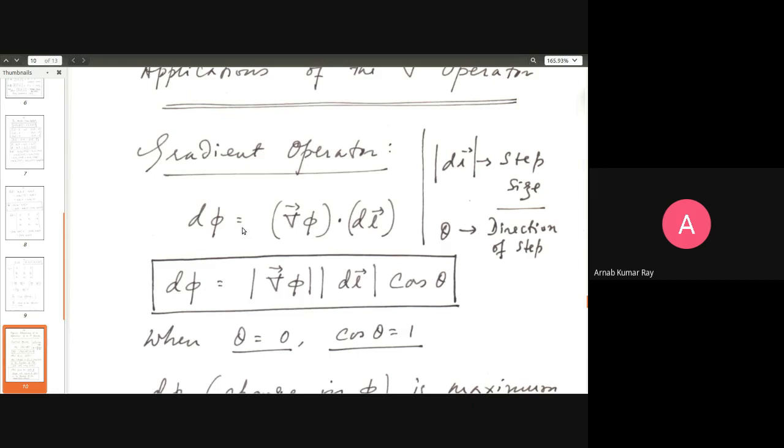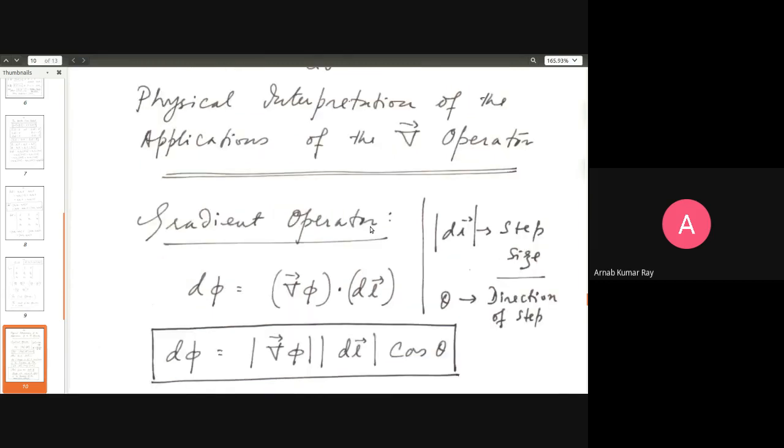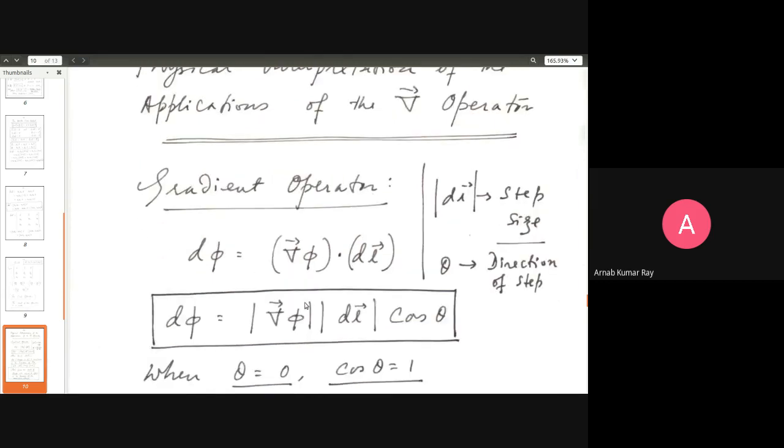So let us see. You can see that this is a dot product. Del of phi is a vector. Phi is a scalar, but when you apply the del operator on phi, then the outcome is a vector quantity. And we shall have to understand the meaning of del of phi now. So del of phi is a vector quantity dot dl. So d phi is equal to magnitude of del phi.